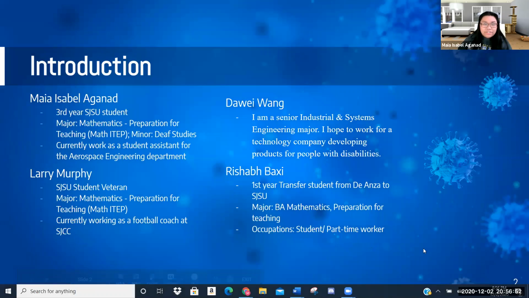So first, to introduce us, there's me. My name is Maia Aganad. I'm a third year SJSU student. My major is Math Prep for Teaching, which is part of the Math ITEP program, and I'm minoring in Deaf Studies. And currently, I also work as a student assistant for the Aerospace Engineering Department.